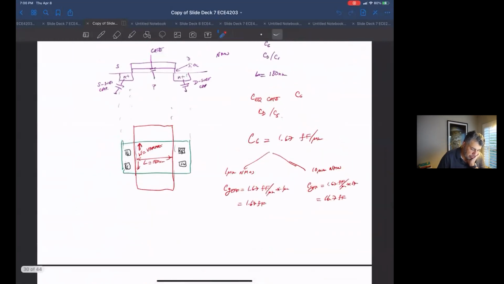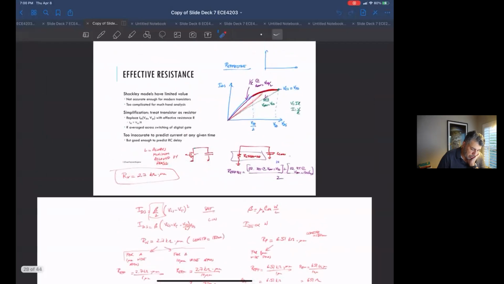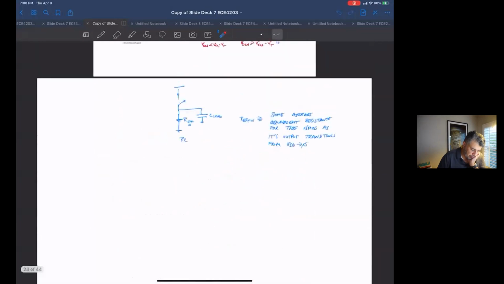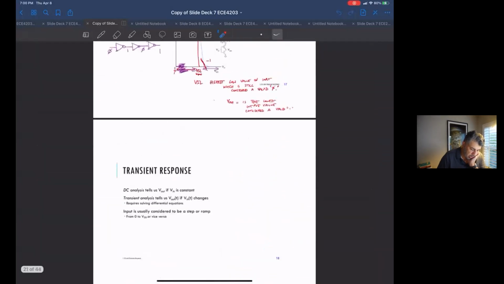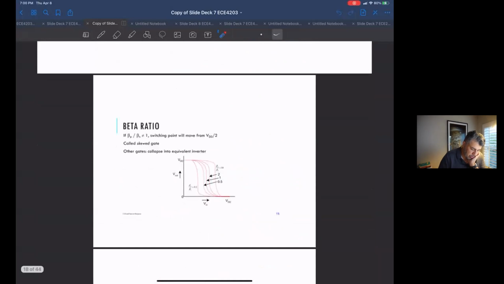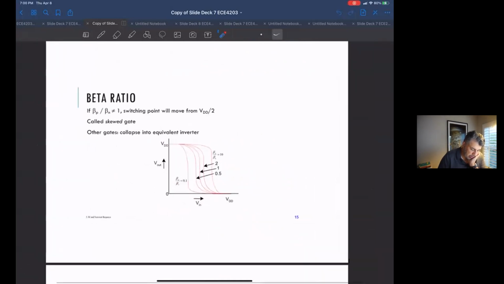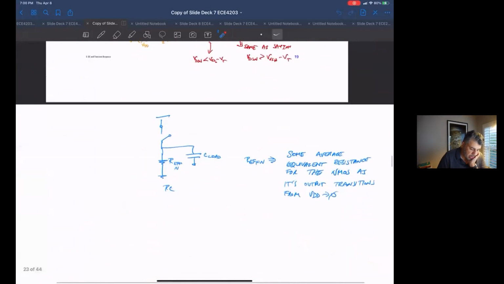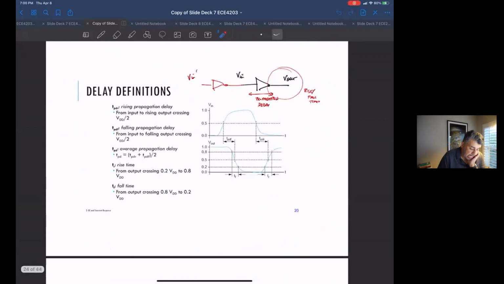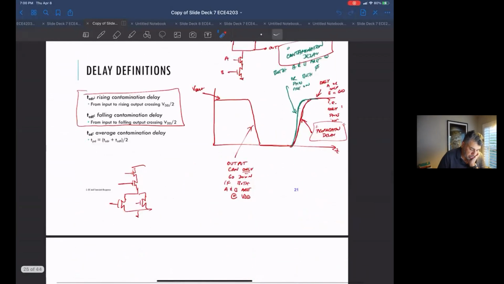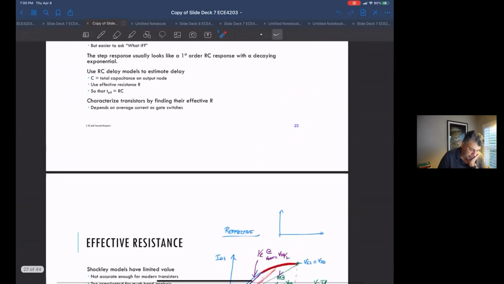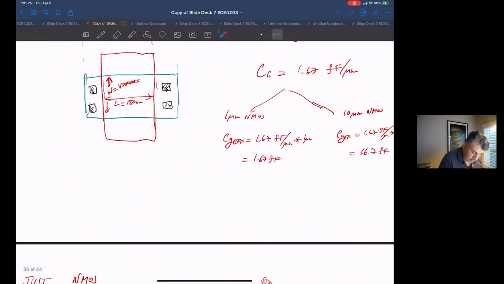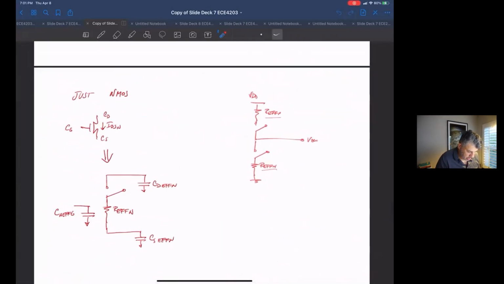So first we talked about ways to calculate the transfer function of an inverter. I think this was in the test. Okay, and then we started looking at how we can do simplifying models for the inverter or a gate so that we could do some quick hand analysis of it.